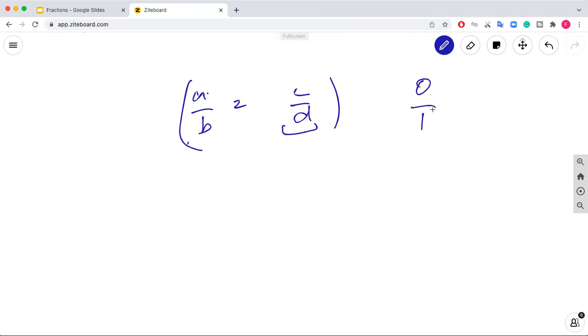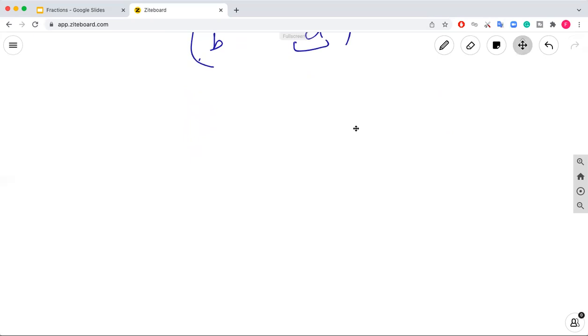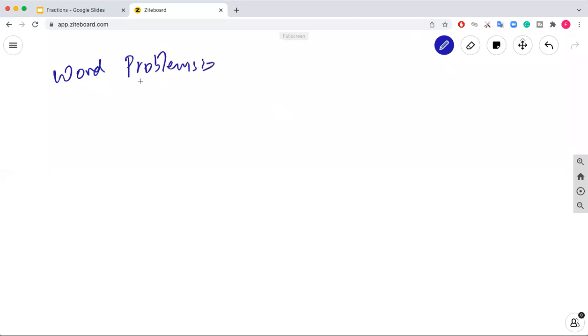Because if you have 0 over 1, can you take the inverse of this? No. So just keep this in mind, right? Okay. So just to give an idea about word fractions, the word problems, because most of the time fractions are asked using word problems.